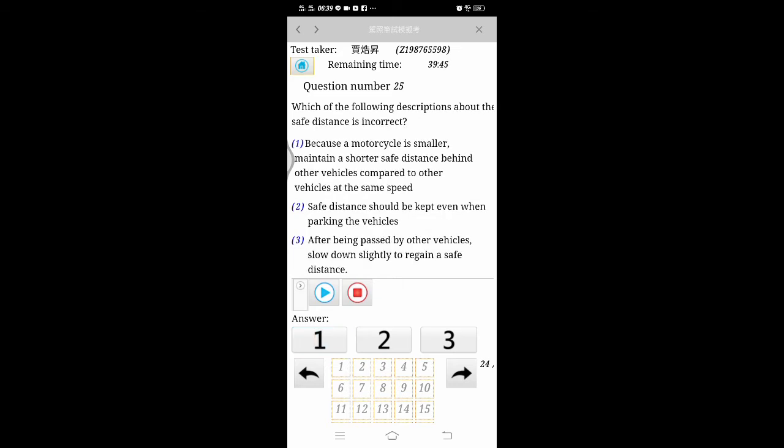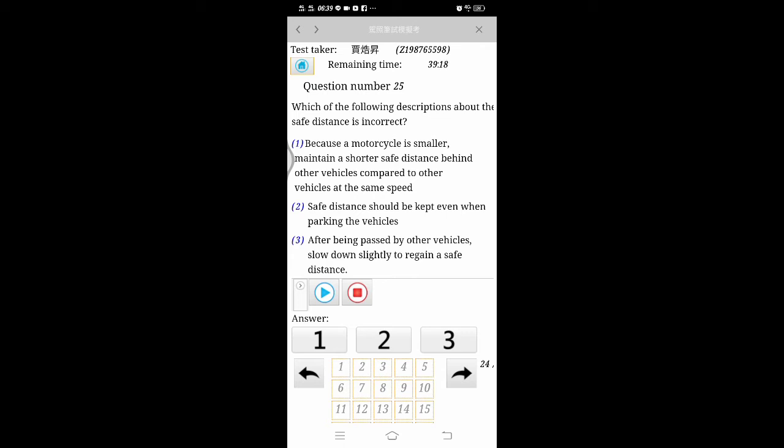Which of the following descriptions about the safe distance is incorrect? 1. Because a motorcycle is smaller, maintain a shorter safe distance behind other vehicles compared to other vehicles at the same speed. 2. Safe distance should be kept, even when parking the vehicles. 3. After being passed by other vehicles, slow down slightly to regain a safe distance.